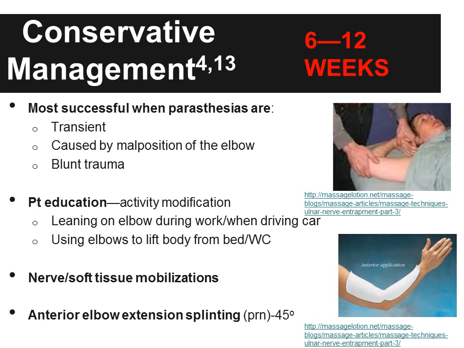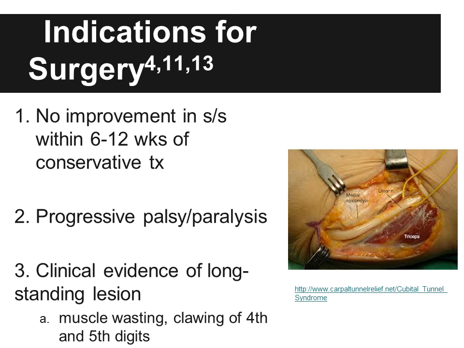Patients with ulnar nerve entrapment should be treated conservatively before referral to a surgeon as outlined on this slide. Conservative treatment should be carried out for 6 to 12 weeks and is most effective when the patient experiences symptoms of paresthesia that are transient, caused by malposition of the elbow, or from an acute mechanism such as blunt force trauma. If the patient's symptoms did not respond to the 6 to 12 weeks of conservative management, the patient may be a candidate for surgery. This is true especially if the ulnar palsy or muscle paralysis has progressively worsened, or if the patient is experiencing significant muscle wasting and/or clawing of the 4th and 5th digits.